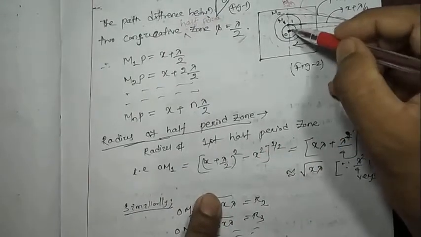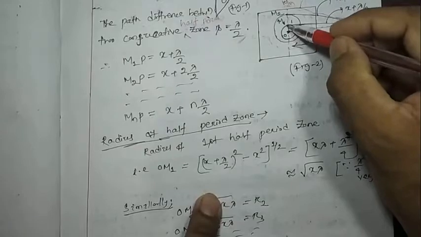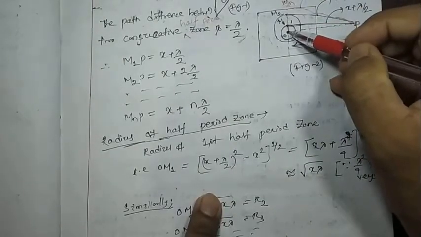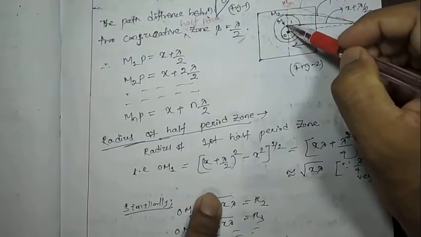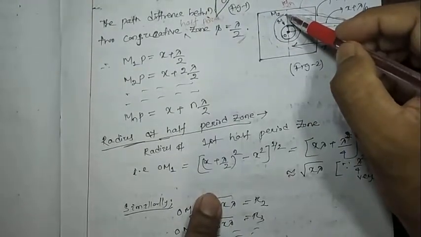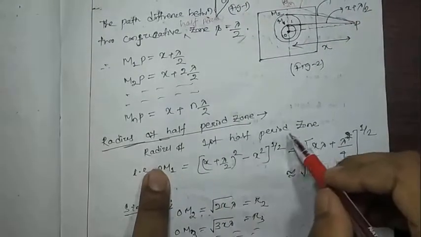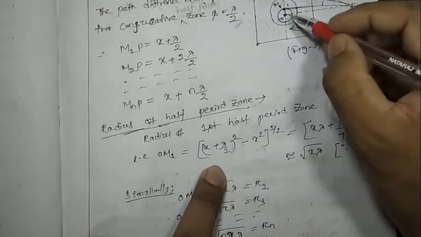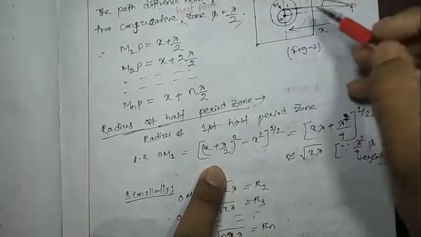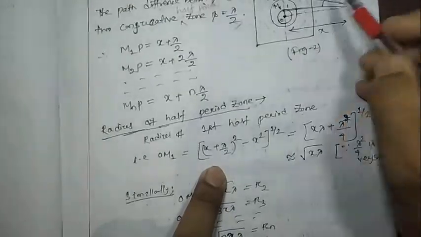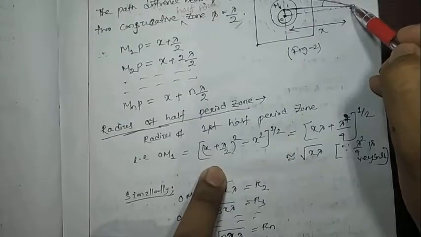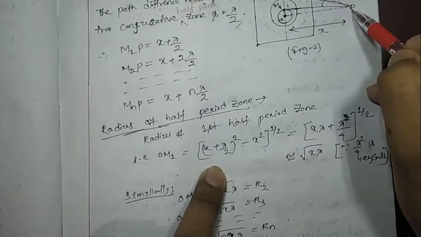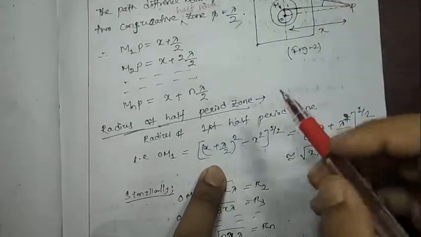Now the radius of the half period zone. This is the radius of the first half period zone, and this is the radius of the second half period zone: OM1 is the first half period zone radius, and OM2 is the second half period zone radius. So the first half period zone radius OM1 will be equal to M1P square minus OP square, to the power 1 by 2.